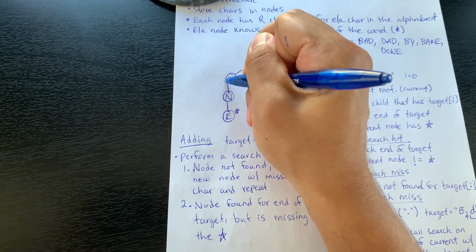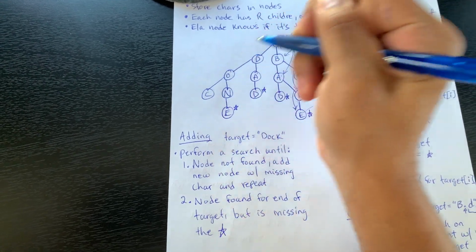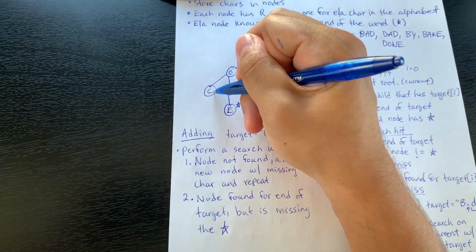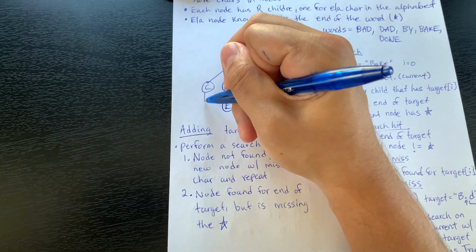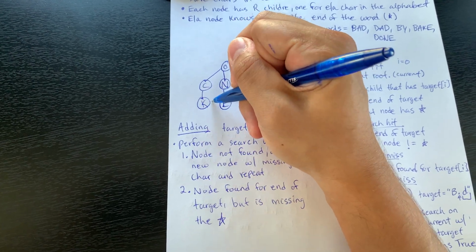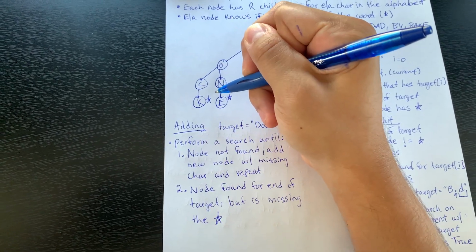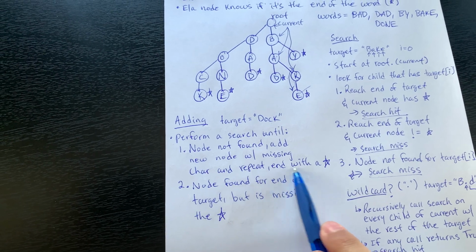So from O, we'll add a character that's a C. And now we're at letter K. Since we just added this node, obviously it doesn't have any children, so we'll add the letter K as a child of this, and we'll put a star beside it to mark the end of the word. So I just made a note here. We'll end it with a star.